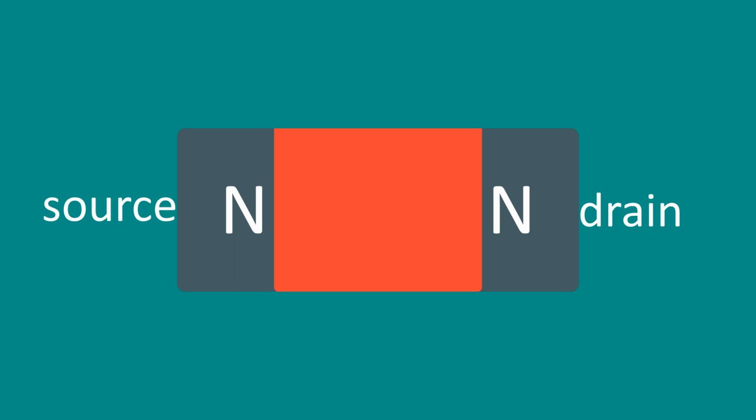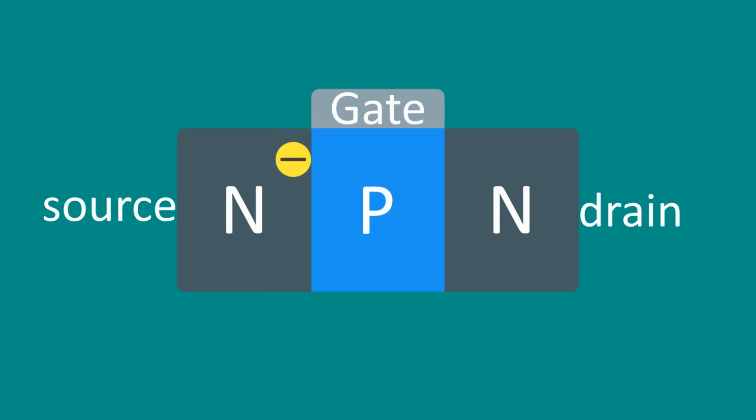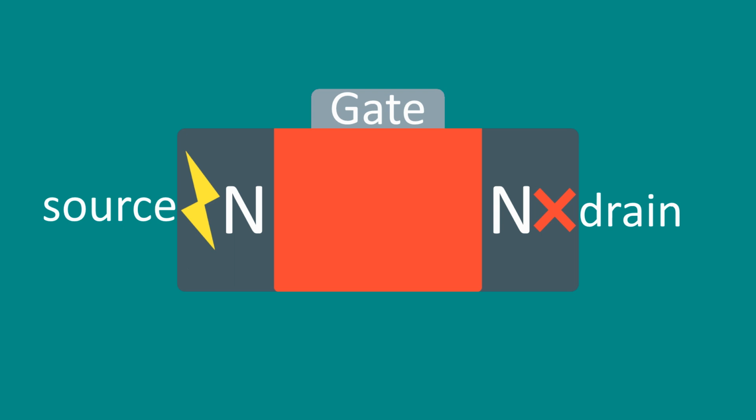On the top of the transistor is what's called the gate. When a positive charge is applied to this gate, it attracts the electrons across the depletion zone, effectively shrinking the depletion zone. This allows electrons to flow freely from the source to the drain. The gate is used kind of like a light switch. When the gate is off, electricity can't flow through. But when the gate is turned on, electricity can flow through.